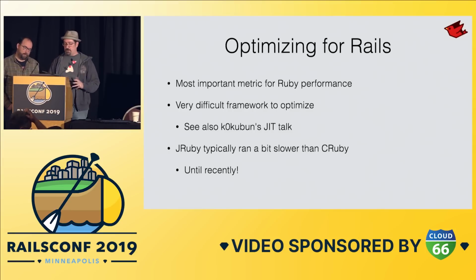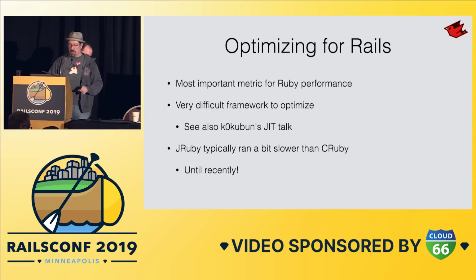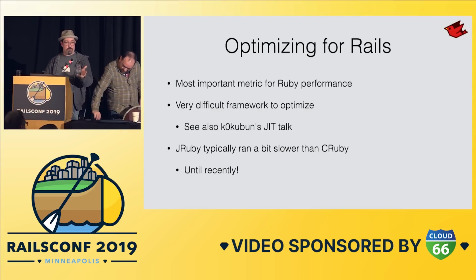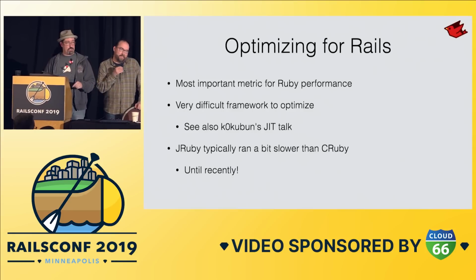Optimizing for straight line performance in Rails is very difficult. It's only in the past year or so that we've really seen JRuby start to shine and be significantly faster. We were always kind of about C Ruby performance, but now it's looking really good. For more information on this, Kokubun did his talk on the new C Ruby JIT and how that runs Rails, and we're all struggling with getting this Rails framework to optimize. It's a lot of code.